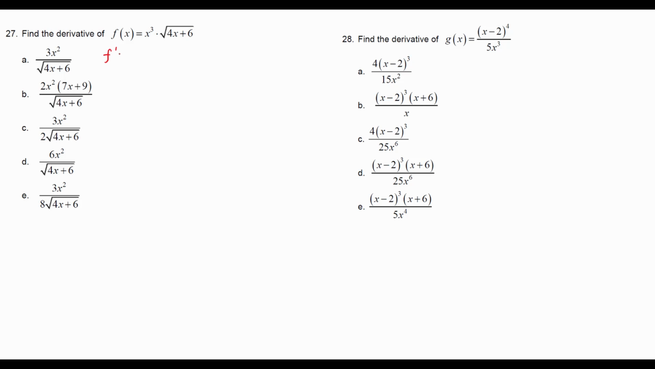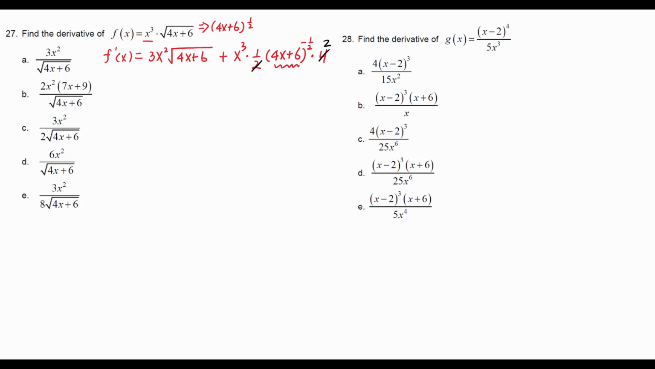So my f prime of x equals: take the derivative of the first function, I get 3x squared times the second function, plus, now use the first function the way it is and take the derivative of the second function. The second function is 4x plus 6 to the 1/2 power. So when you take the derivative of that, I have 1/2 times 4x plus 6 to the negative 1/2 power, times the derivative of the inner function, which is just 4. Then 2 and 4 cancel and this becomes 2.